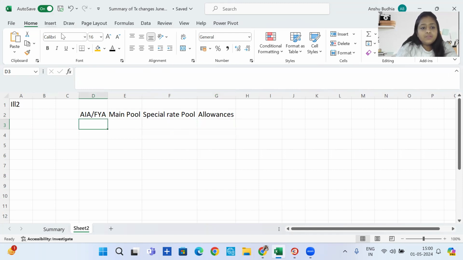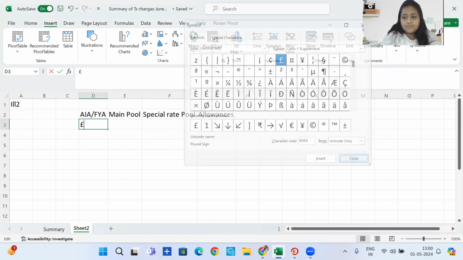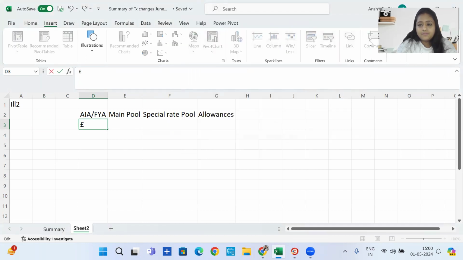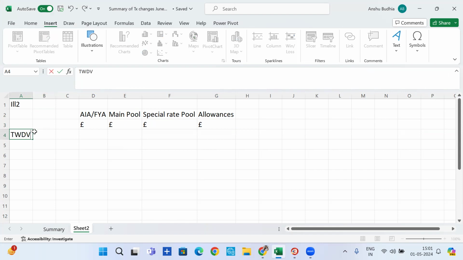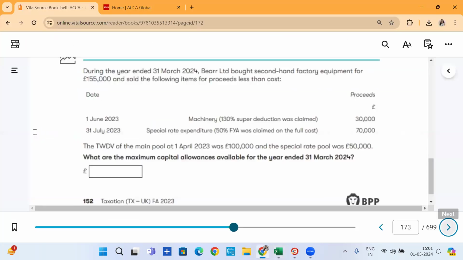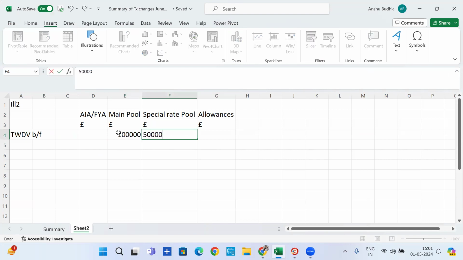Okay. And we will insert the pound figure. Done. Right. Now let's start. So first we have TWDV opening. So I'll write here TWDV brought forward. Okay, it is given here. It is 100,000 and 50,000. So let's write here 100,000 and 50,000.